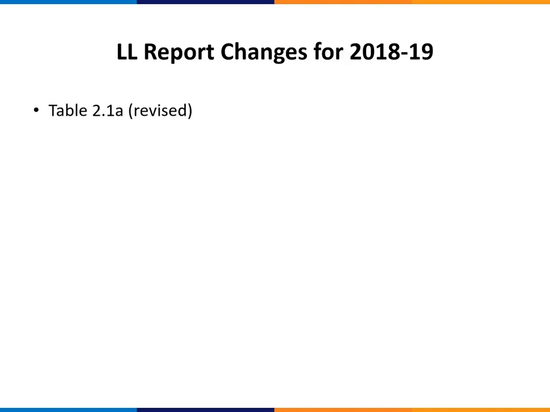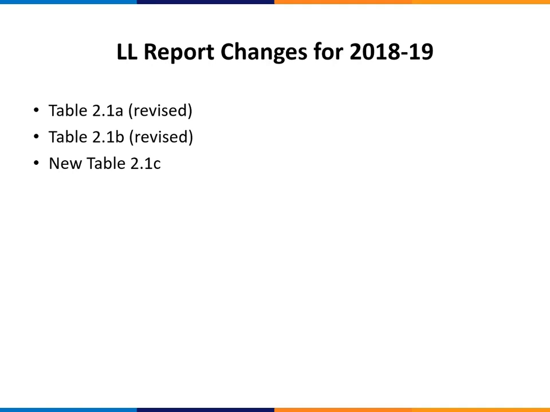You're going to find a revised Table 2.1a. The end of program status categories were revised a little bit this year for literacy lessons, so that table had to be revised. Same for Table 2.1b. What's different about Table 2.1a is that it reports on students who finished literacy lessons before the end of the school year. Table 2.1b reports end of program status for students who finished literacy lessons around the end of the school year. And once again, there are some new, different intervention statuses, so it's been revised.